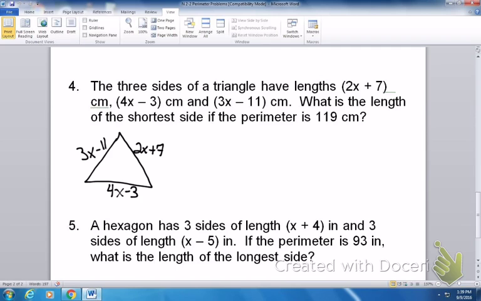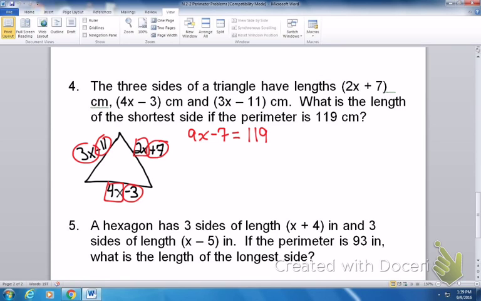Now looking at those expressions that we put on the side of the triangle, I don't know what the shortest side is yet. I'm going to have to find out what x equals. Then I'm going to have to plug in into each side and find out which one's the shortest. So I still need to add them up like we did in all the rest, though. I've got 4x's plus 2 more is 6x plus 3x gives me 9x. Then I have negative 11 plus 7 minus 3. Negative 11 plus 7 minus 3 is negative 7. And since that is the expression for a perimeter, I set it equal to 119.